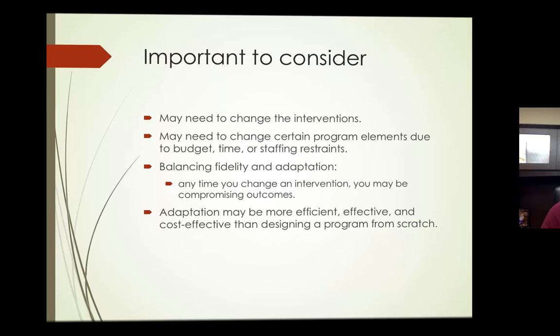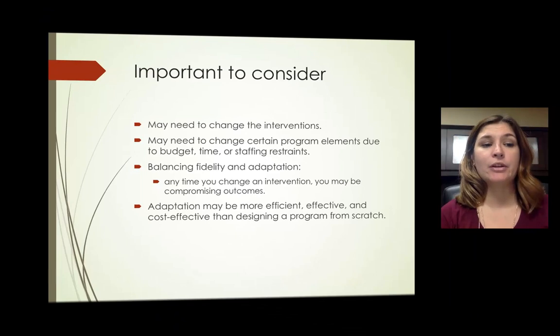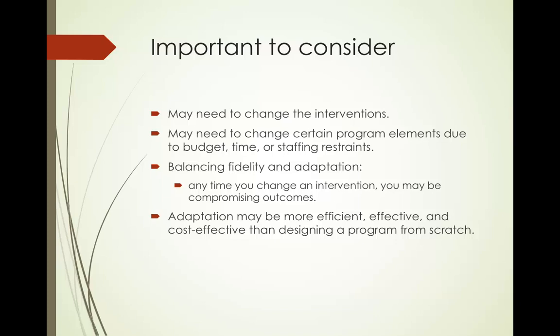Some of the things we need to consider when we're implementing a prevention program include recognizing that there might be a need to change interventions that committees have selected. They may be working with a target population that is different from the population originally evaluated for this program, or they may need to change certain program elements due to budget, time, or staffing. In these cases, practitioners may adapt the program to meet local circumstances.